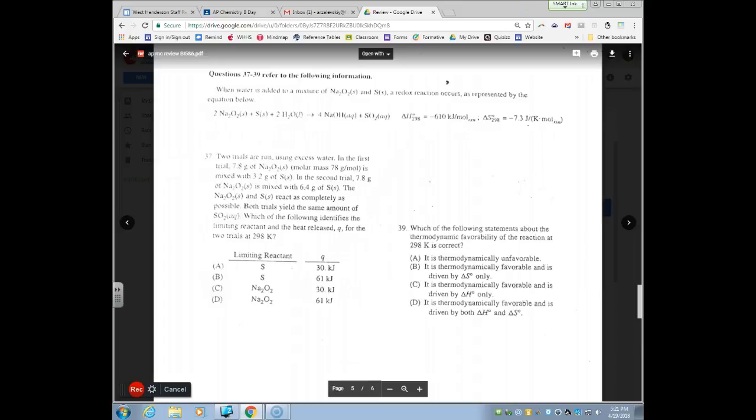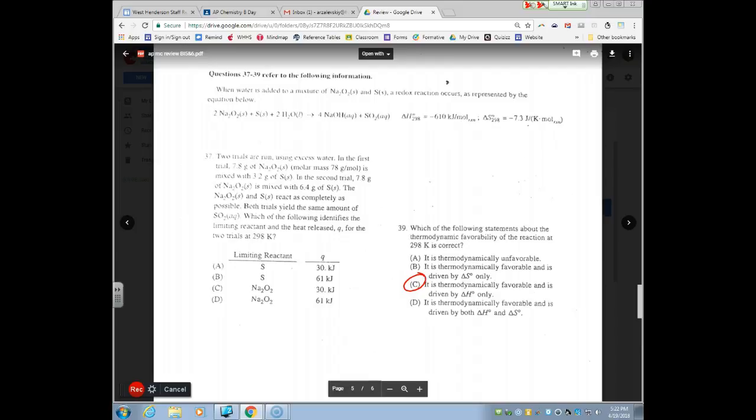Then we have number 39. The correct answer for number 39 is C. Which of the following statements about thermodynamic favorability of a reaction is correct?